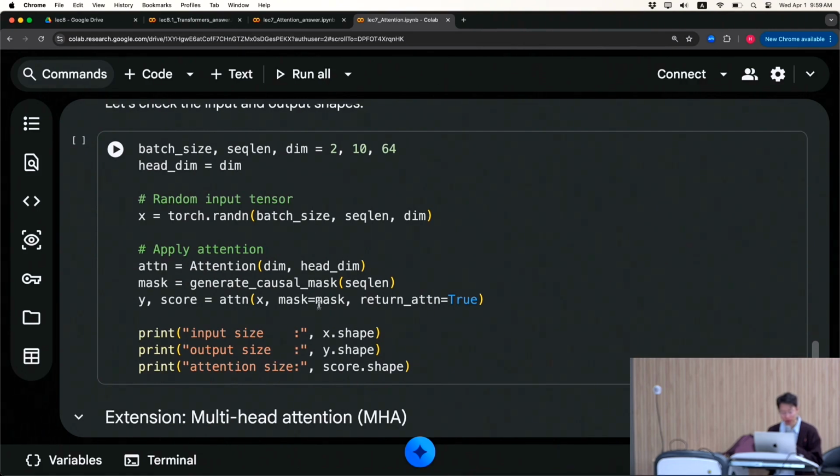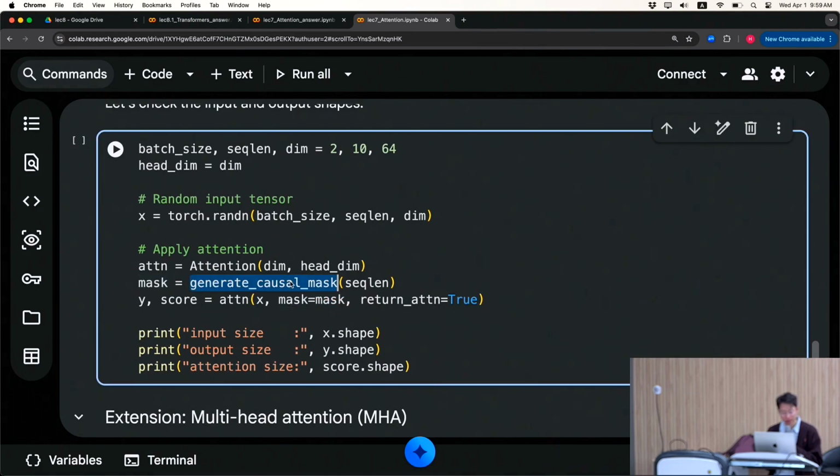So here we're going to call the helper function to generate the causal mask, and then call this attention method with the given mask.